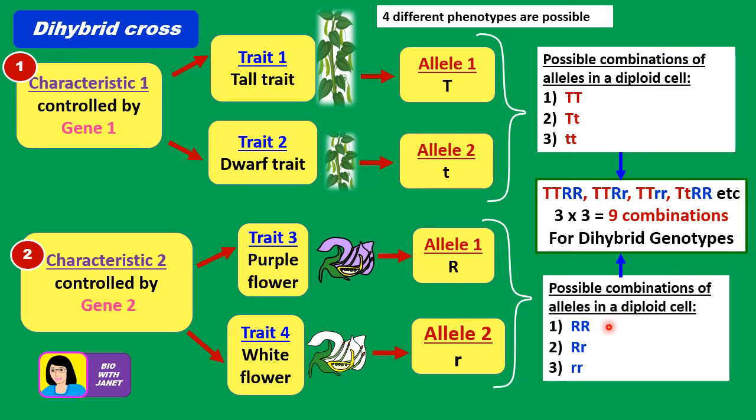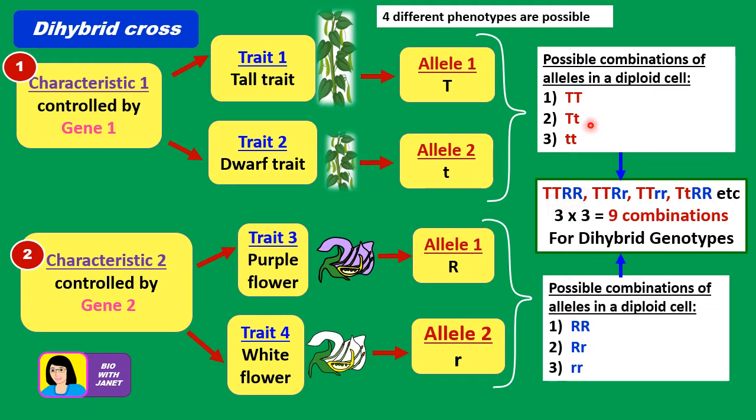Okay, so in dihybrid inheritance, when we write the genotype, we have to consider the height of the plant and the flower color. So you have to combine the two genotypes, the genotype for height and the genotype for flower color together. So for a plant that is homozygous dominant for height and homozygous dominant for flower color, that means homozygous for tall stem and homozygous for purple flower, then you will have the genotype big T big T, big R big R.